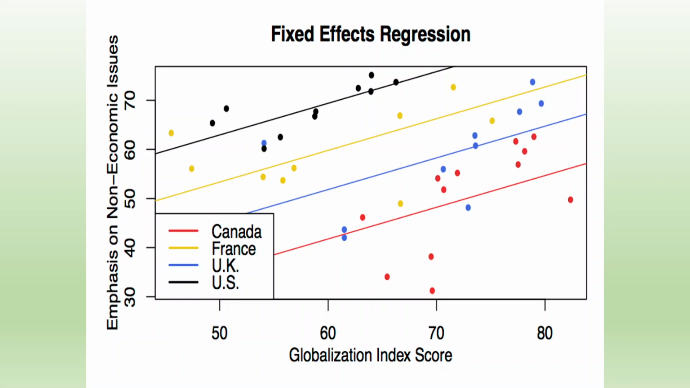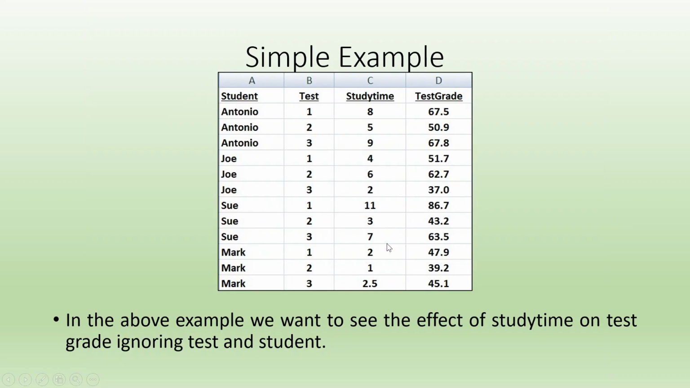You can see here we have plotted on the x-axis the globalization index score and on the y-axis emphasis on non-economic issues. So depending upon the country, we have four cross-section units and four linear regression models. This I'll try to explain by a very simple example.